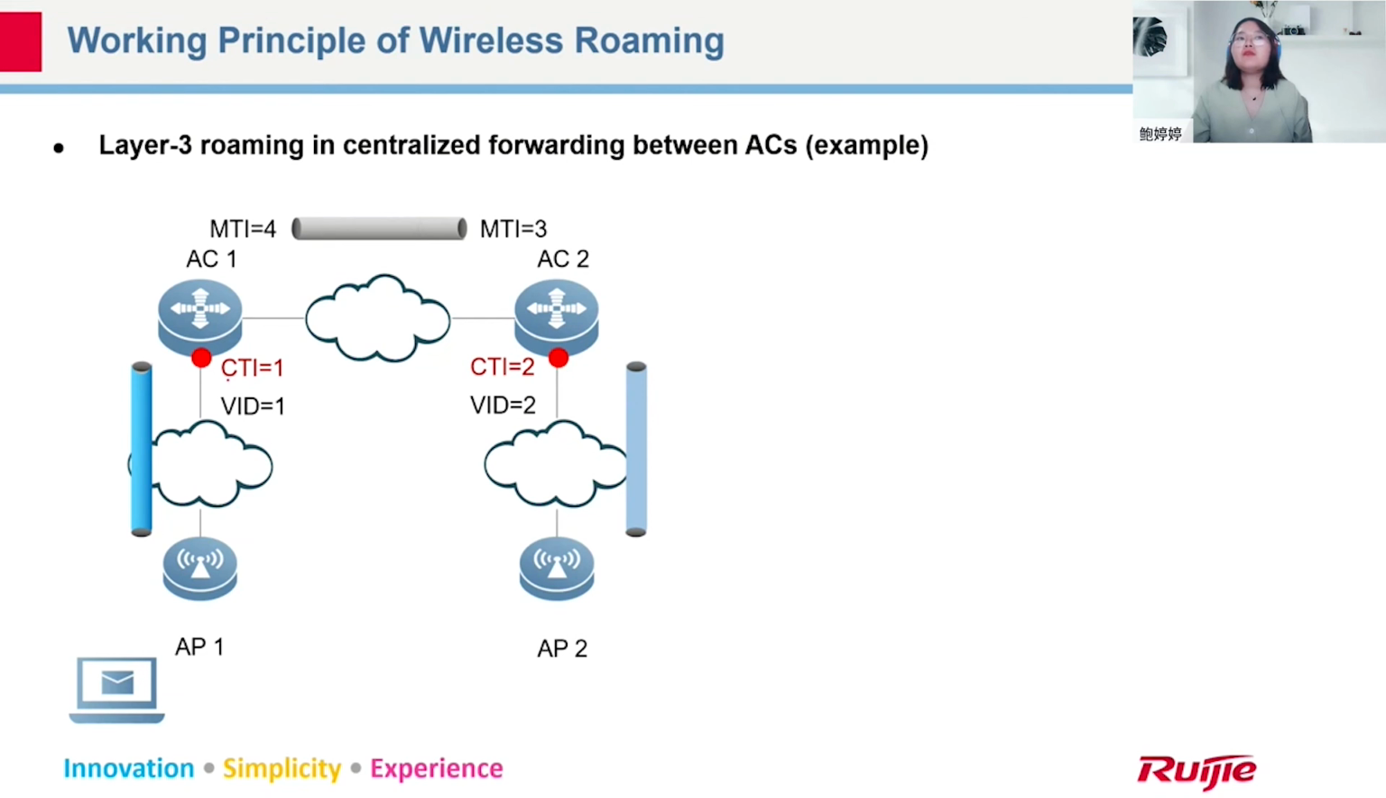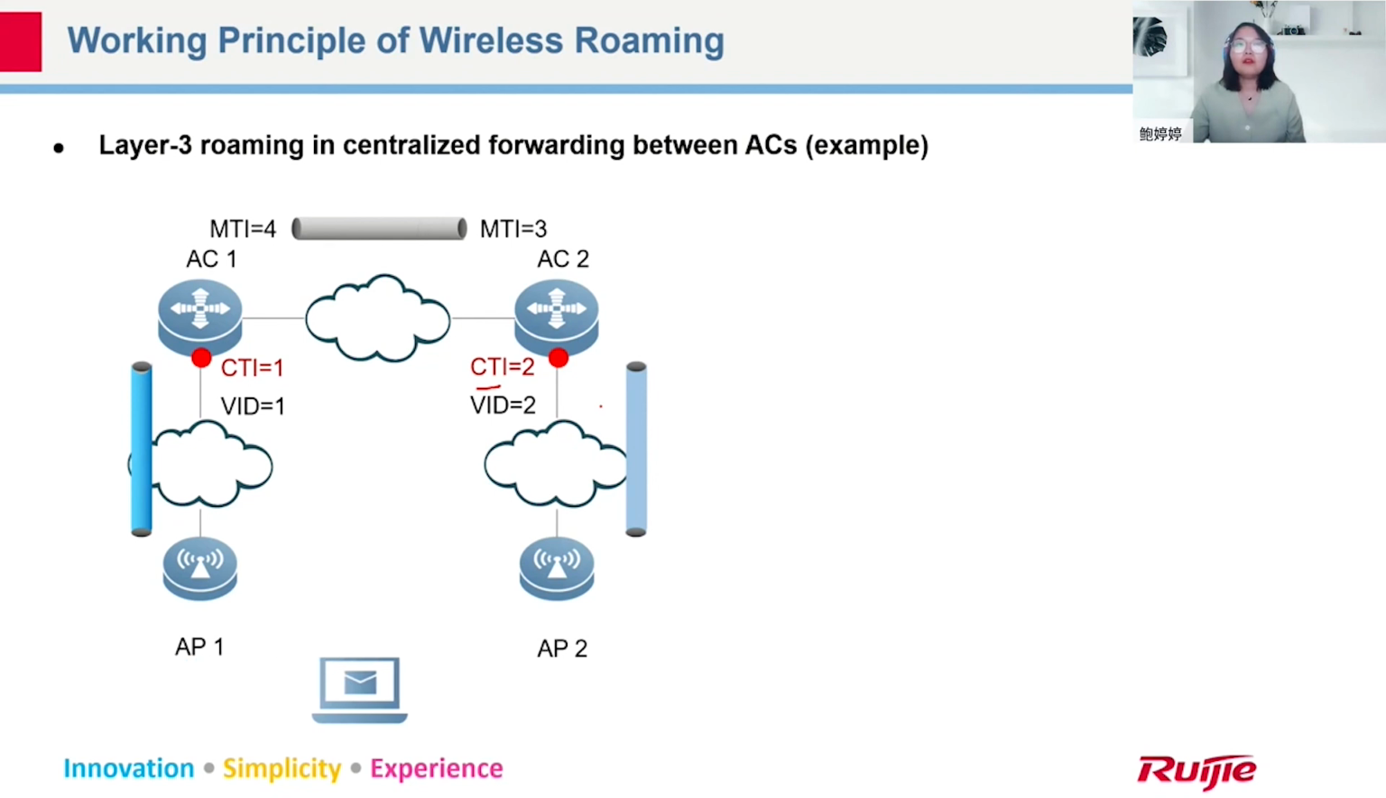On AC1, we use CTI 1 to establish the CAPWAP tunnel between the AP and the AC. On the other AC, we use CTI value 2. This is only an example. Maybe in a real network, these two CTI values will be the same. It doesn't matter. Then let's see the process.